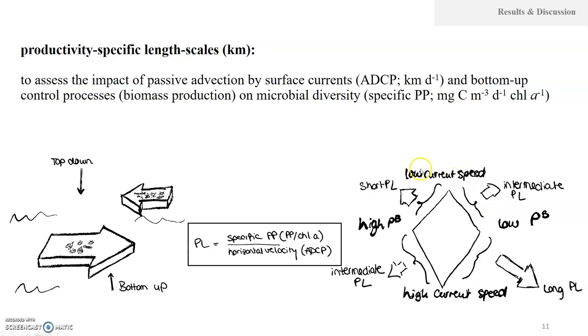So short productivity-specific length scales occur when the turnover is high and the current speed is very low. On the other hand, the beta diversity is expected to only change between sites which are further apart from each other when the current speed is high and the specific primary productivity is low.